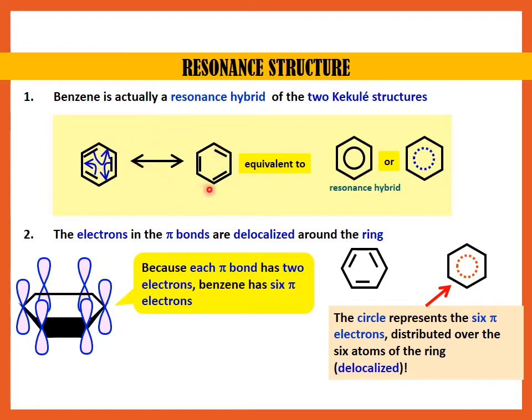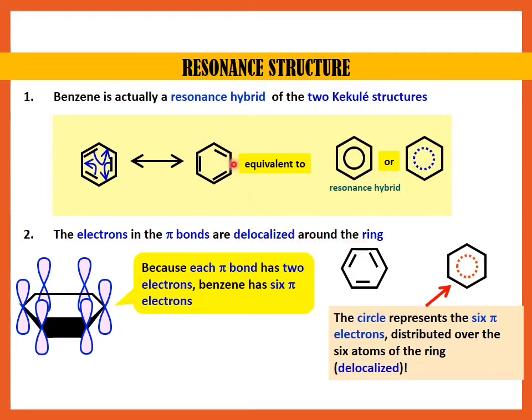So the other version of the benzene ring you can also draw like this, but I do not really encourage you to draw like this, especially when we learn about mechanisms later. So make sure you get used to drawing the structure of the benzene ring that consists of 3 double bonds inside the hexagon shape. Alright, so the electrons in the pi bonds are delocalized around the ring.